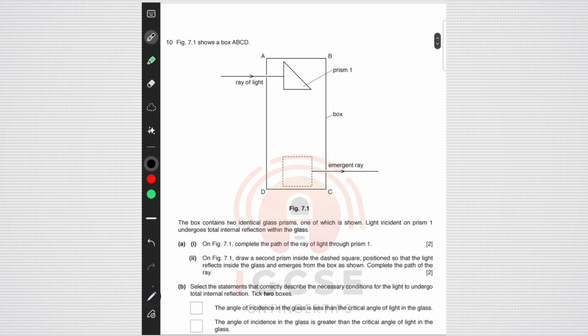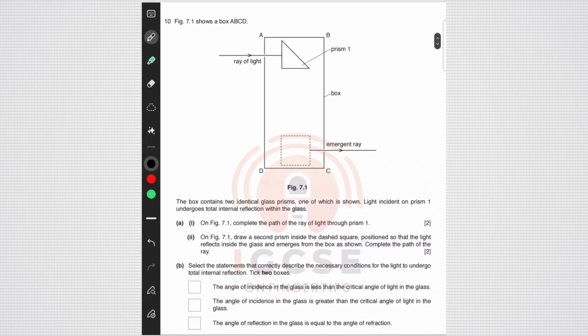Then figure 7 shows a box ABCD. The box contains 2 identical glass prisms, one of which is shown. Light incident on prism 1 undergoes total internal reflection within the glass. On figure 7.1, complete the path of the ray through prism 1. On figure 7.1, draw a second prism inside the dashed line, positioning it so that the light reflects inside the glass and emerges from the box as shown. Then complete the path of the ray.